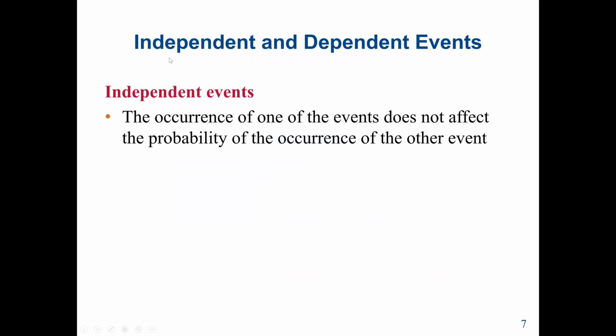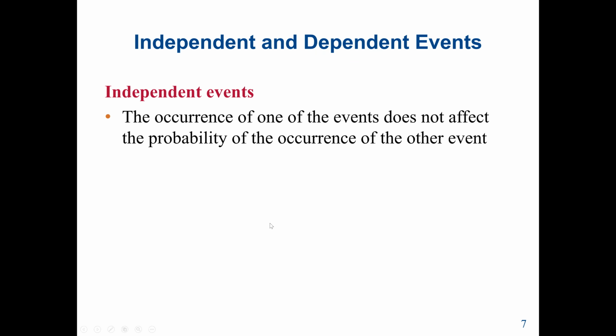Next, let's talk about independent and dependent events. Independent events means the occurrence of one of the events does not affect the probability of the occurrence of other events. So that's why we call it independent events. So if we have two events and we say the two events are independent, it means if one event occurs, it doesn't determine if the second event will occur.